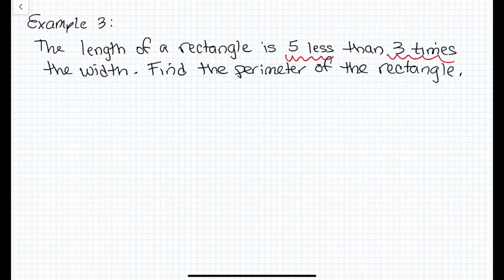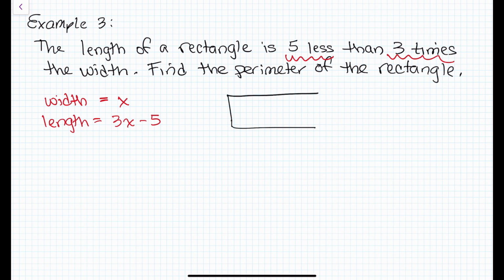So the first thing we want to do is just identify what is the width. So let's call the width x. And then the length is 3 times the width minus 5. So find the perimeter of the rectangle. So on these problems, it's always good to draw a little picture. All right, so we get 3x minus 5, and the width is x.